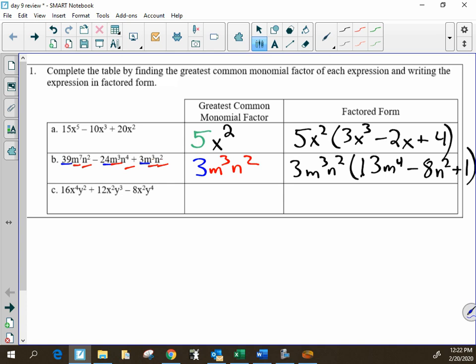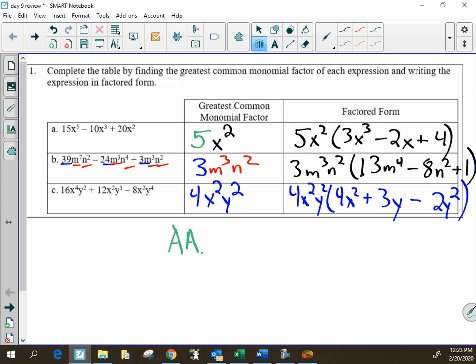And for the last one here, it would be 4x squared y squared, which would then factor as 4x squared y squared times 4x squared plus 3y minus 2y squared. And so really at this point we need to make sure we understand how to do greatest common factor. If you haven't, you might want to review IXL AA2.